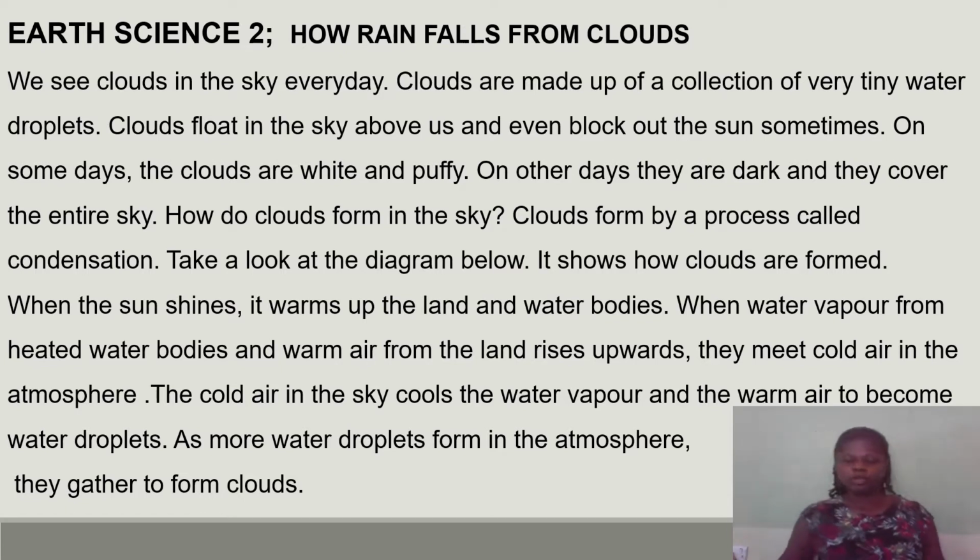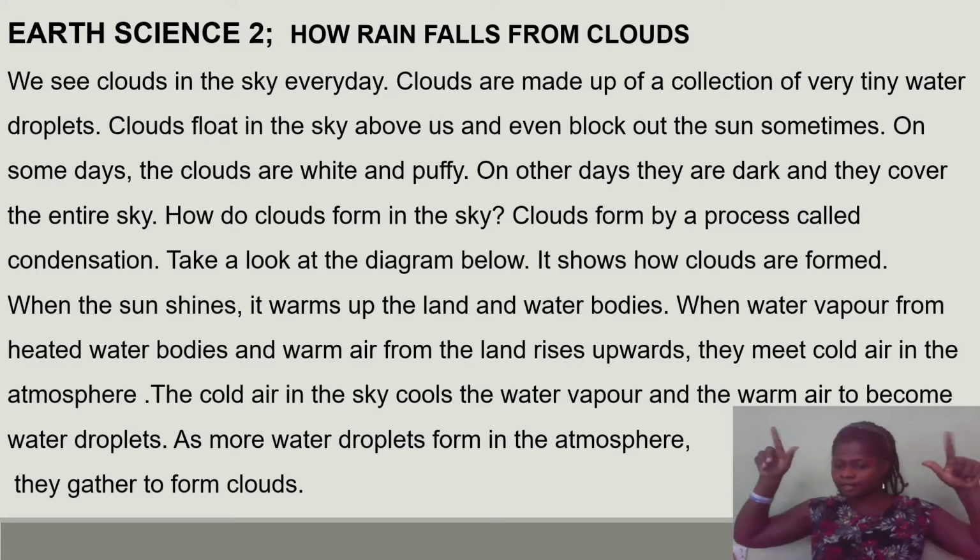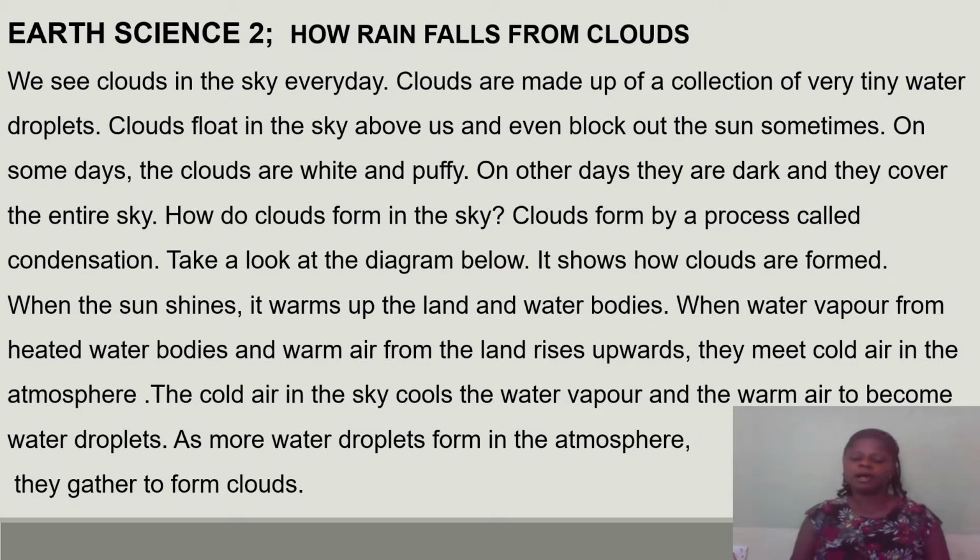So basically we have a water body. The sun is shining on the water body. Okay, now water vapor is going to come out of the water body because it is hot. The water body has become hot. So it's like when you put water on fire. Once the water becomes hot, you see vapor start coming out of the water. Yes, that is what happens. So this vapor is going to rise, and together with warm air in the atmosphere will meet cool air in the skies. Okay, that is where the formation of clouds comes into being.